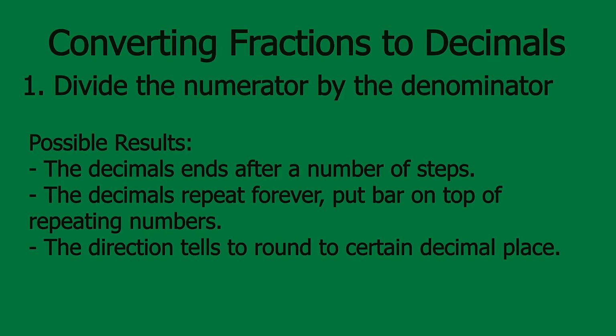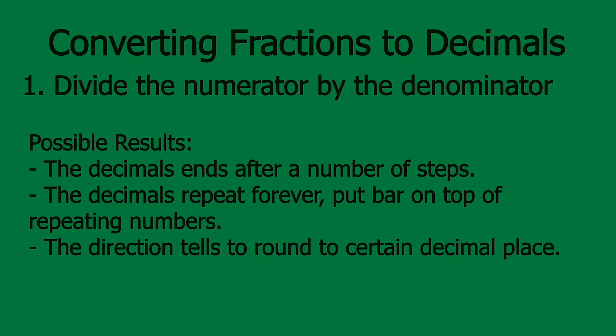There are three possibilities. The first one is the one that we love the most. After you divide the numerator by the denominator, the decimal eventually just ends. And once it ends, you're done, it's converted. The second one is where the decimal starts repeating itself. In this case, you put a bar on top of where it's repeating to indicate that those digits are going to continuously repeat.